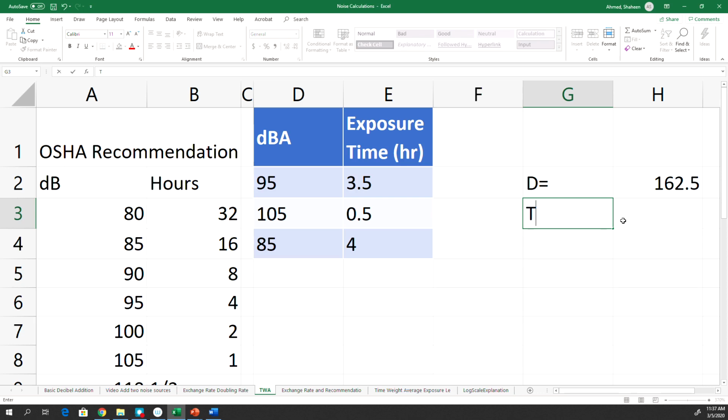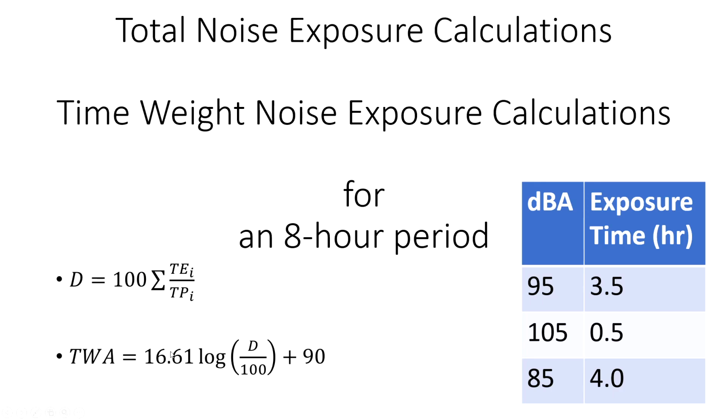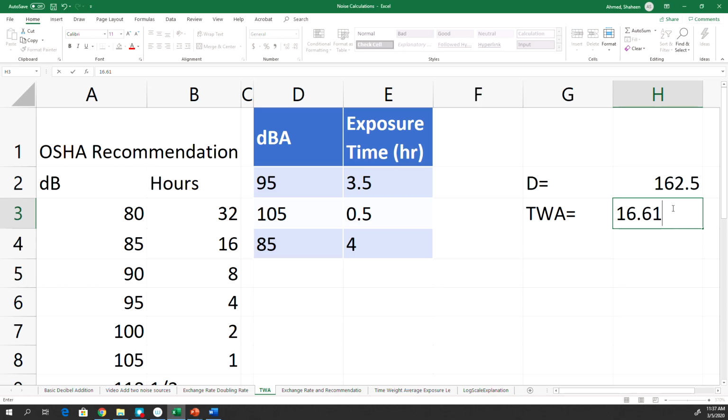Now the time weighted value is calculated based on, I think the formula is 16.61. Let's double check one more time. Yes, 16.61 times log D divided by 100. I hope I remember that. So I have to put an equal sign here, then 16.61 times log of the total D divided by 100, close the parenthesis, plus 90 decibels.